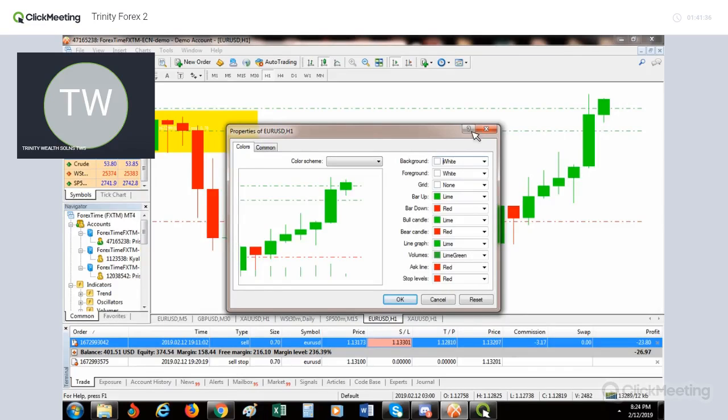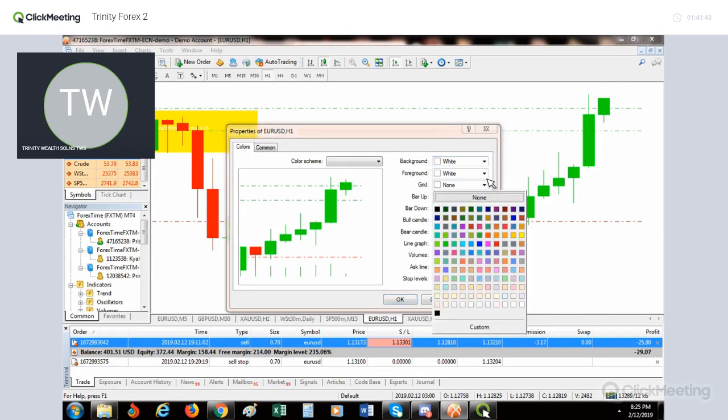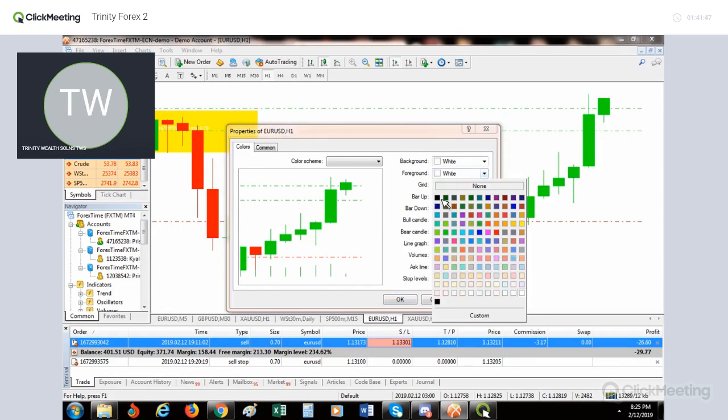Then the grids. The grids are the crossings. Some people prefer with grids, yeah? So you can always put the grids.